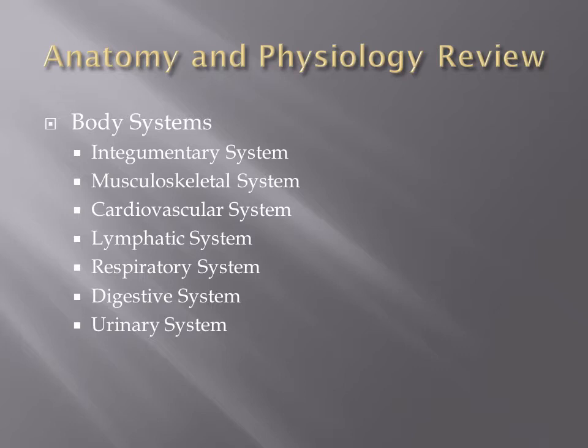The digestive system, or the gastrointestinal system, is the oral cavity through the anus. Its function is to break down food, absorb nutrients, and eliminate waste. The urinary system includes the kidneys, ureters, urinary bladder, urethra, and its function is to remove metabolic waste and maintain fluid and electrolyte balance.